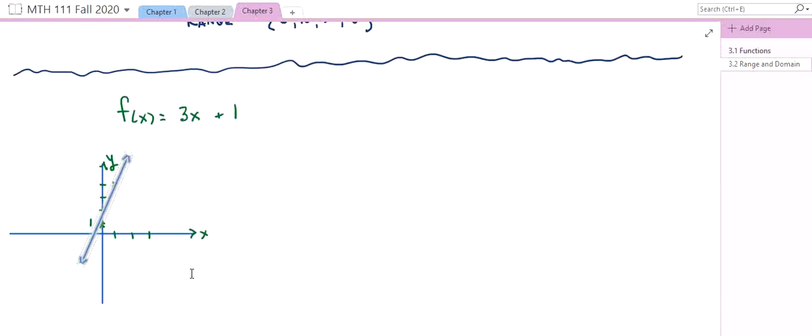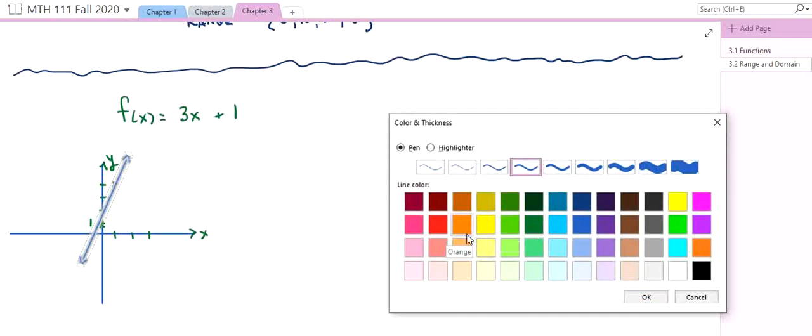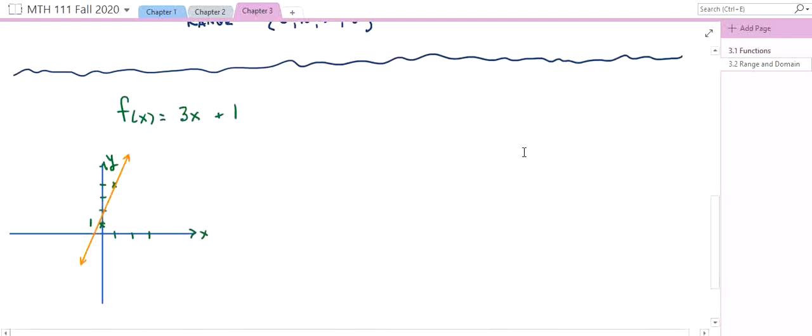And we should have been doing this in green. I don't know why it switched back to blue. I'll use orange so it really stands out. So there's my line. And as we see, if we were to use a vertical line test, let's go with purple, vertical line test. Anywhere I put this, I'm only going to cross the plot once for every x value. So this is a function.